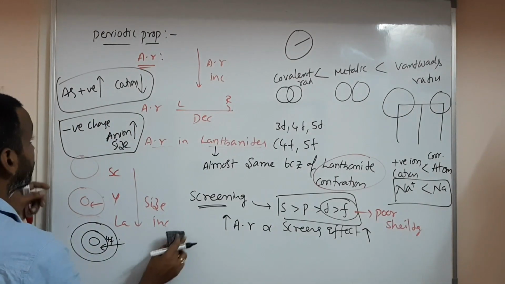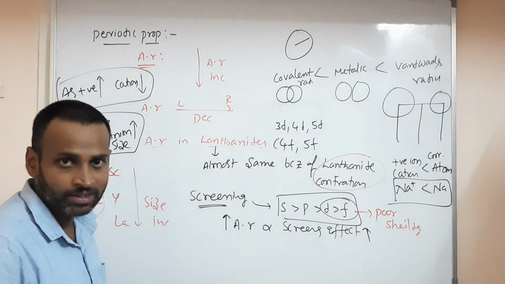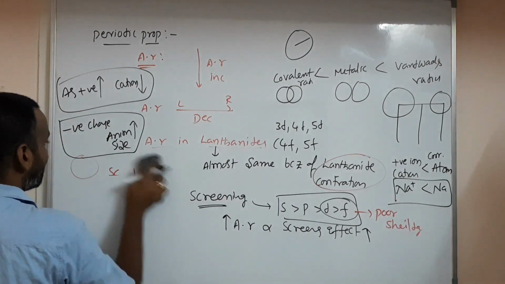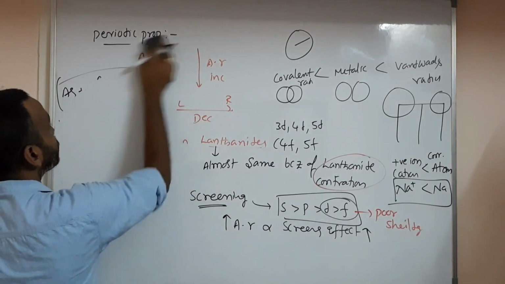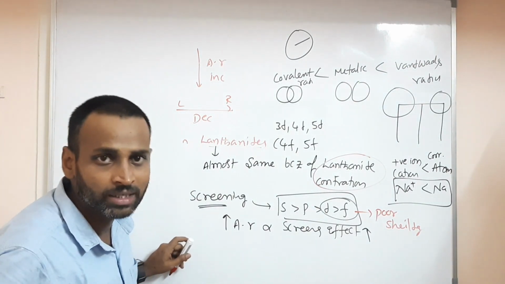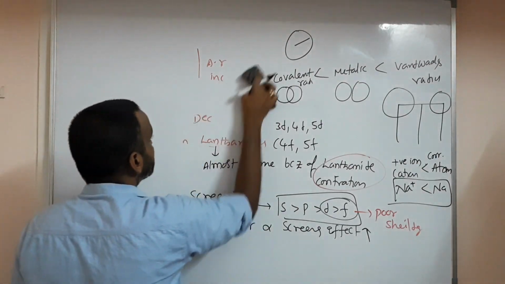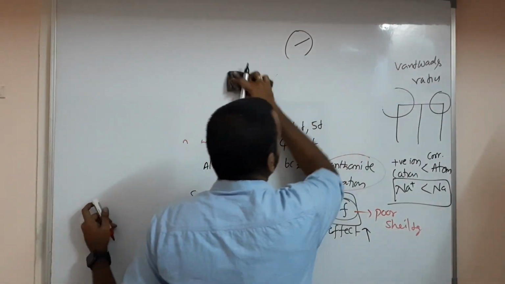This is about atomic radius. Please write down, what is lanthanide contraction? I said lanthanide contraction means decrease in atomic radius due to poor shielding effect of inner d and f subshells. That is lanthanide contraction. Hope you understood what lanthanide contraction is.